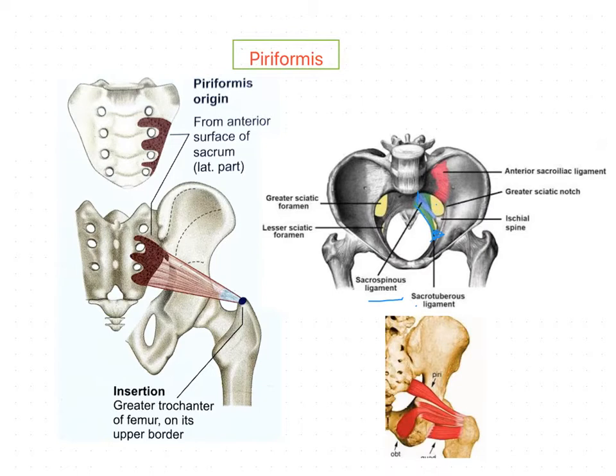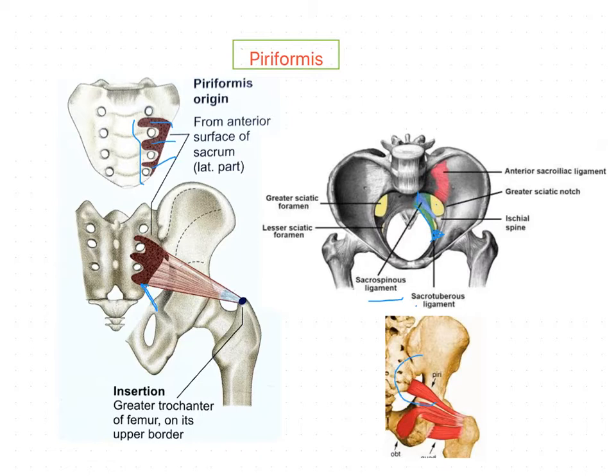Now how is it happening, we will see. The piriformis muscle originates from the anterior surface of the sacrum by three digitations, and this muscle on the anterior aspect comes to the gluteal region. Through which notch? Greater sciatic notch.